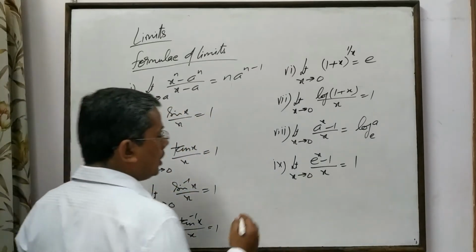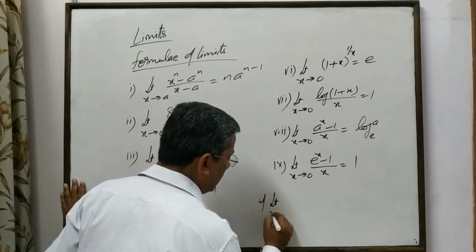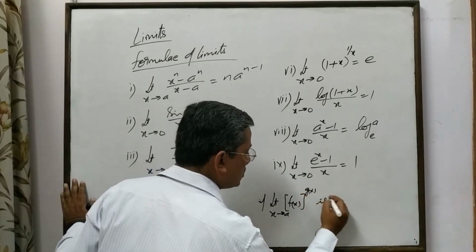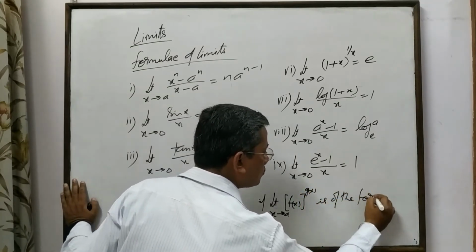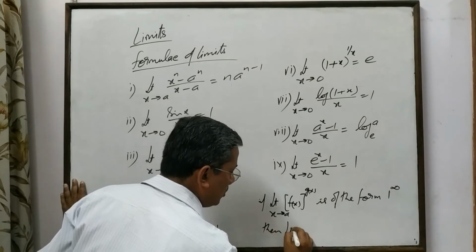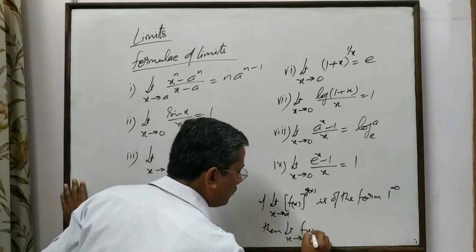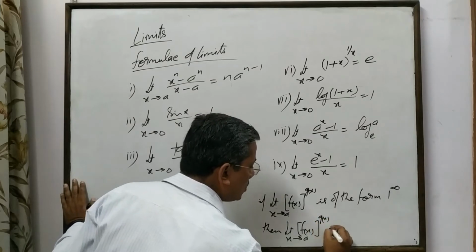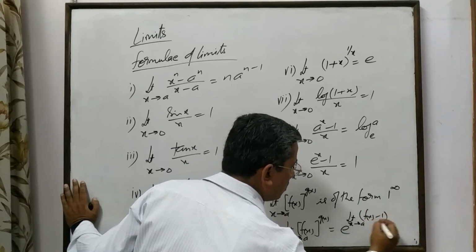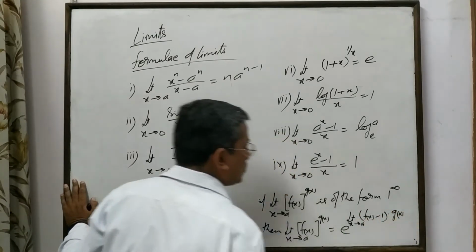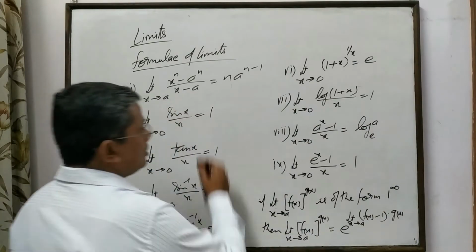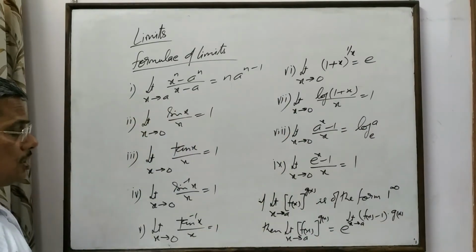And one more thing, if limit x tends to a, f of x raised to power g of x is of the form 1 raised to power infinity, then limit x tends to a, f of x raised to power g of x is equal to e raised to power limit x tends to a, f of x minus 1 into g of x. So this can be used a number of times.